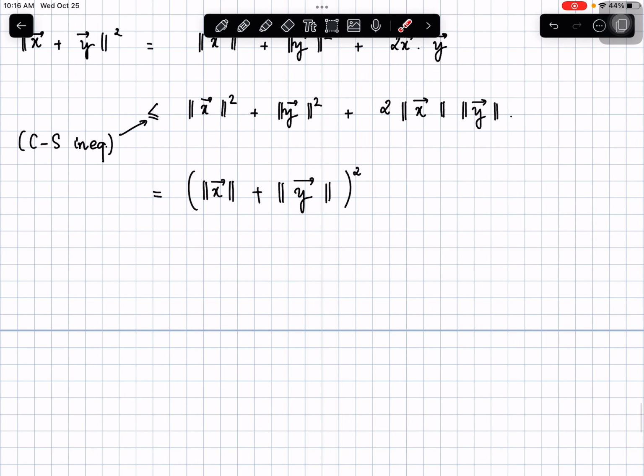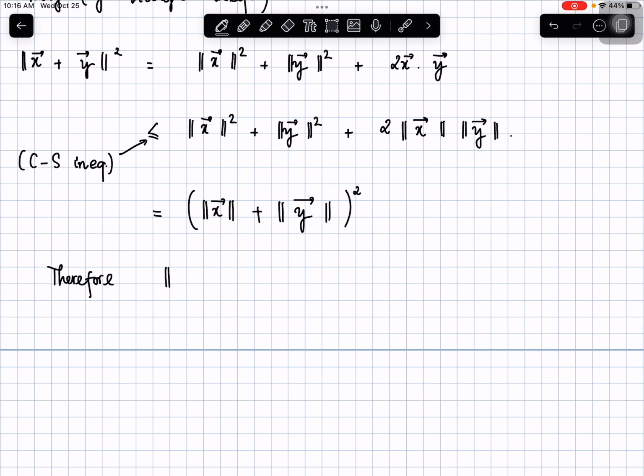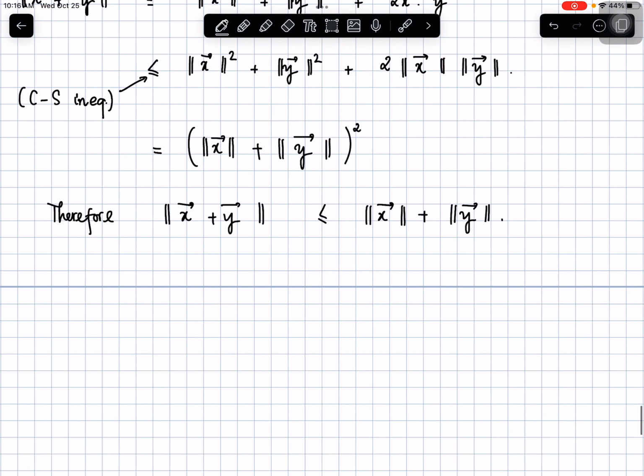So you can take the square root of both sides. That means we can take the square root of both sides and it gives us the length of x plus y less than or equal to the square root of the right-hand side, which gives us the length of x plus the length of y, which is exactly the triangle inequality we need to prove. Here we're taking the square root of both sides.